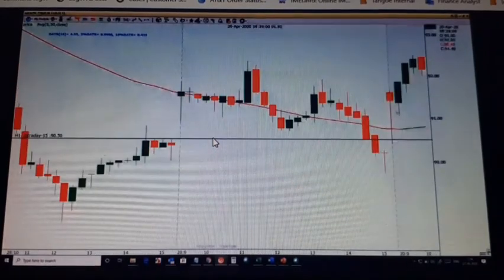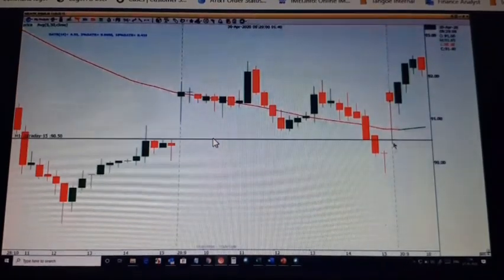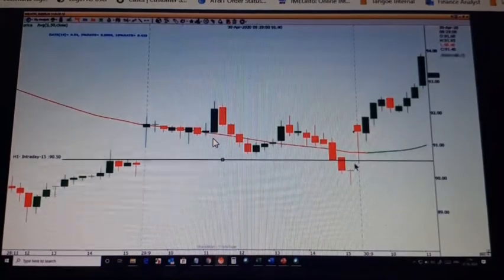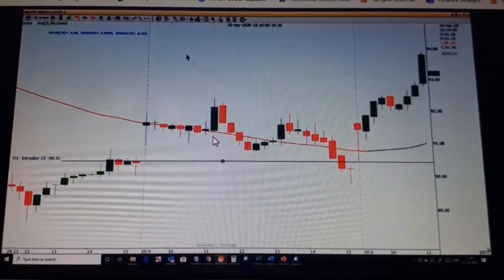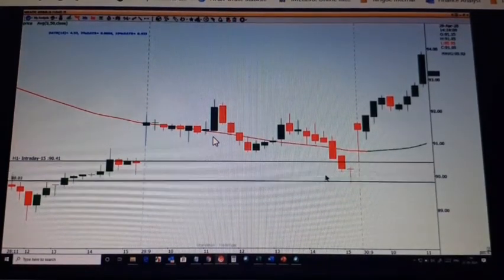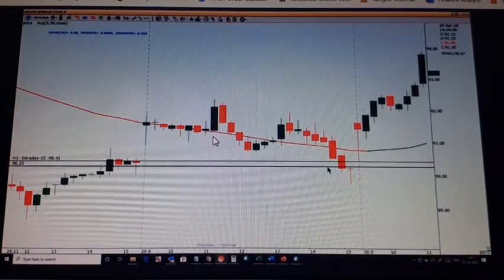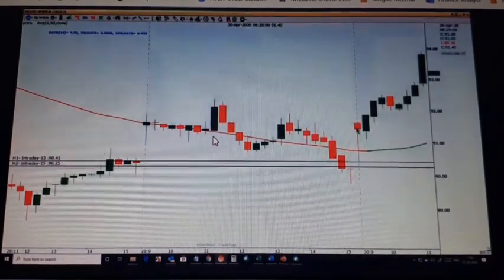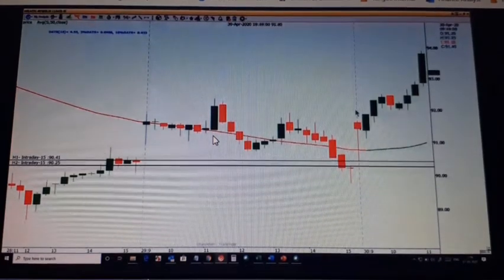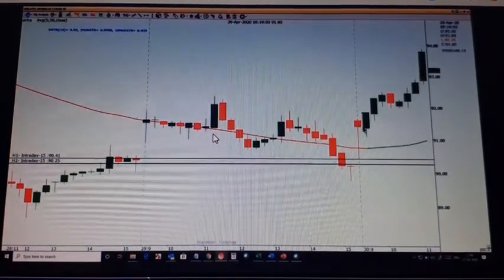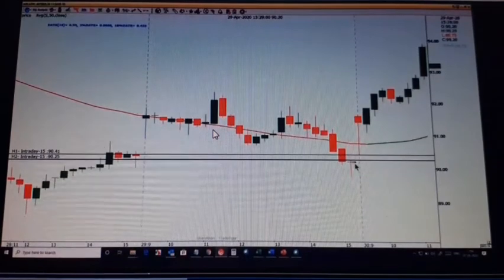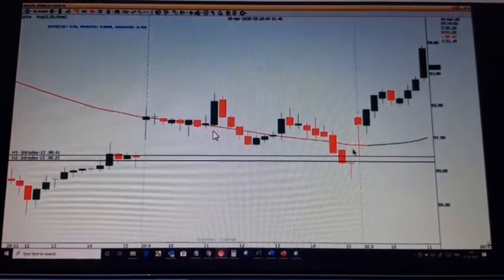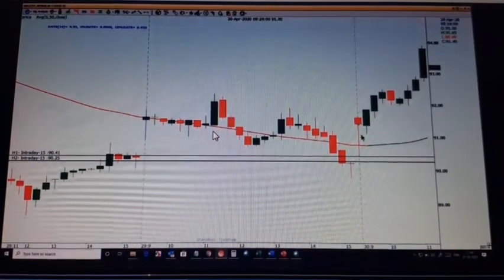Coming over here, can you see this as a gap up? There's a clear gap between this and this price. So this is not your base candle, but this becomes your leg candle. And this becomes your drop, base, rally.